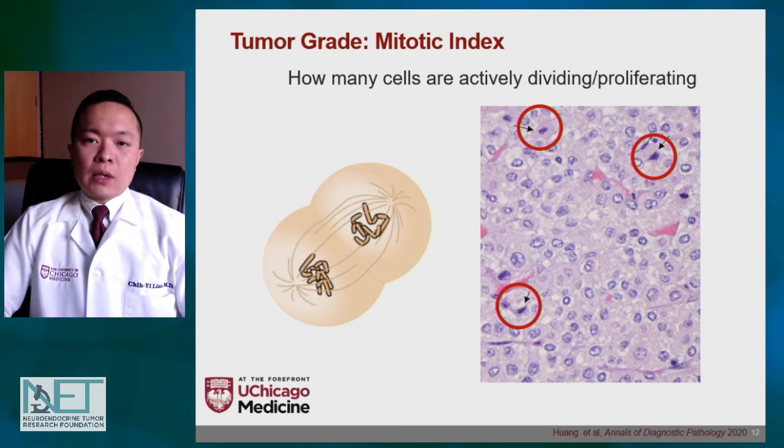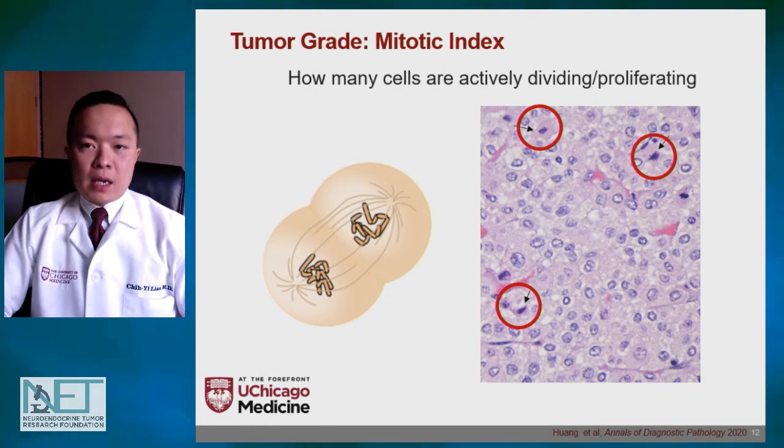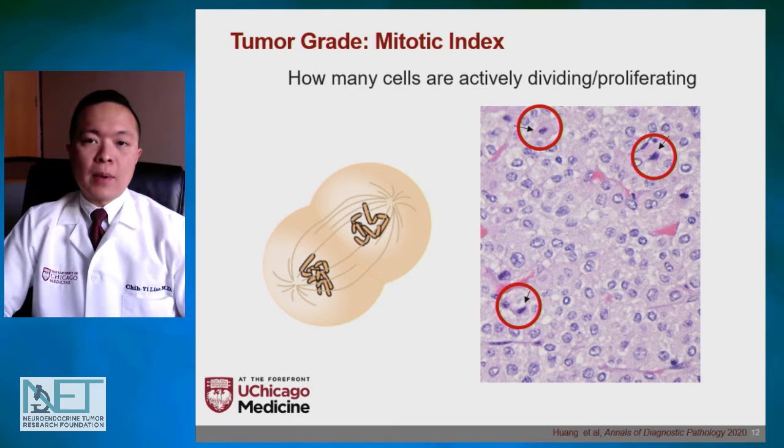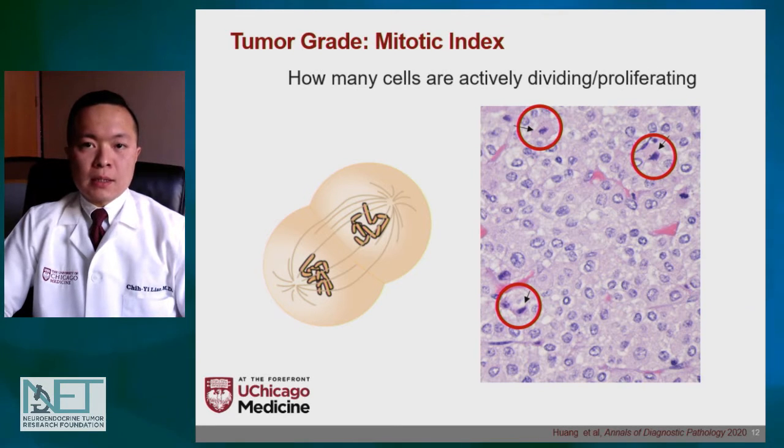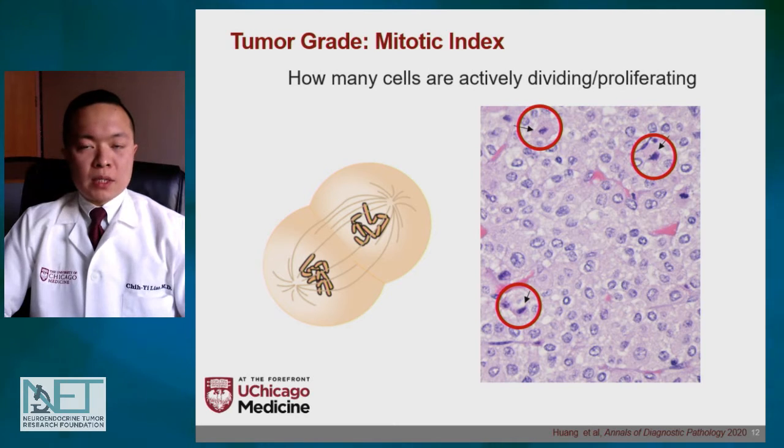Another way we classify neuroendocrine tumors is based on tumor grade. What grade means is how proliferative the cells are. In other words, how many cells are actively dividing and growing at a given time. One of the ways to determine grade is something called the mitotic index. You all remember from high school biology that mitosis is the process that the cells use to divide and grow and make copies of themselves.